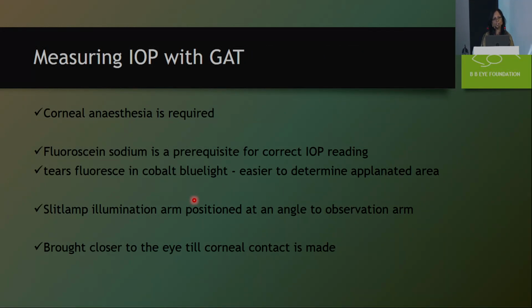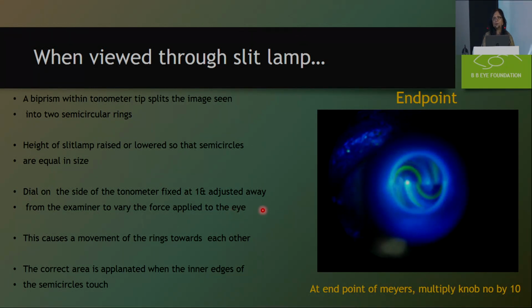So measuring the intraocular pressure with the Goldmann applanation tonometer, I'm sure you're aware of it in your clinics. You anesthetize the cornea. Fluorescein sodium is a prerequisite, remember that, because that only gives you the correct mires with which you can actually measure the intraocular pressure. Slit lamp illumination arm is positioned at an angle to the observation arm and brought closer to the eye till corneal contact is made. A biprism within the tonometer tip splits the image as seen in the two semicircles that you see out here.